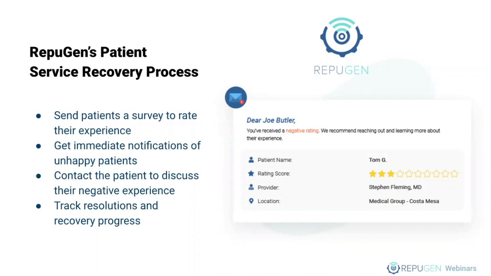This is known as a closed loop system, where you have the ability to reach out to the unhappy patient to discuss their negative experience and try to rectify the situation. The practice will have the ability to add notes and resolutions for every negative experience so that you can keep track of your recovery progress, pinpoint common issues, and retain patients.